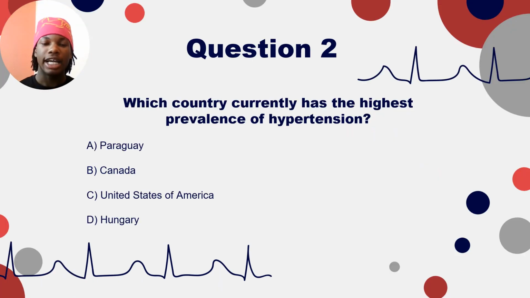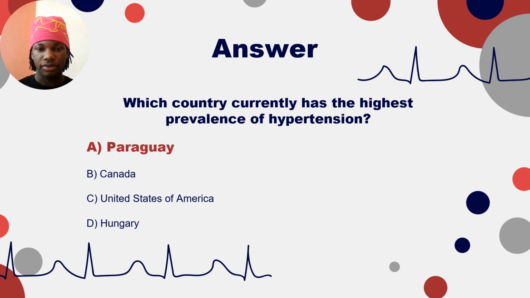Question 2. Which country currently has the highest prevalence of hypertension? A. Paraguay. B. Canada. C. USA. Or D. Hungary. Answer is option A, Paraguay. Although the levels are high in countries like Canada and America, Paraguay is the highest.